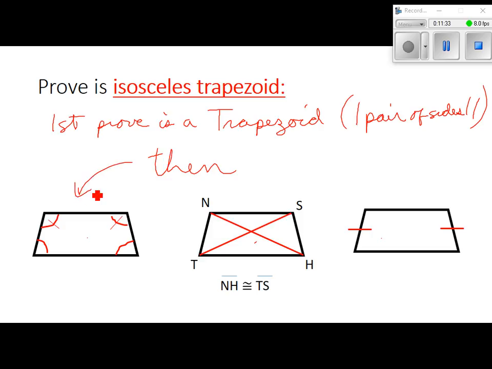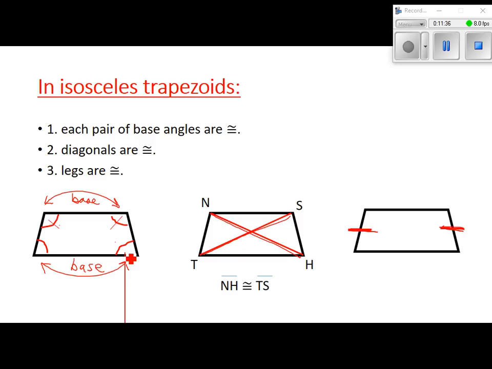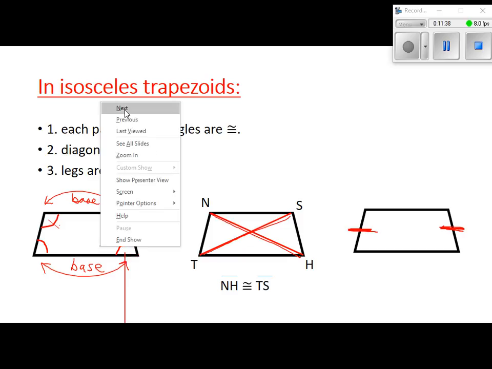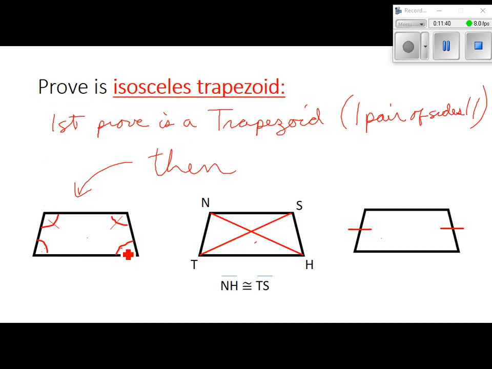By this one, if you can show that these two angles are congruent, and these two angles are congruent, then it's got to be an isosceles trapezoid. If you can show that the diagonals are congruent, then it's got to be an isosceles trapezoid. If you can show that the legs are congruent, then it's got to be an isosceles trapezoid. So three different ways to prove something is an isosceles trapezoid. First thing you got to do, prove it's a trapezoid, then just show one of these three things.